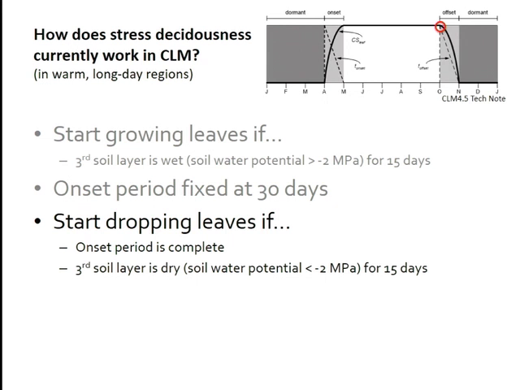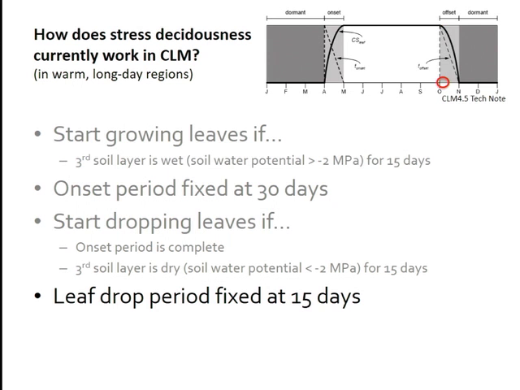And then they start dropping leaves if it's just the opposite. So the soil is too dry for 15 days, and the leaf drop period is fixed at 15 days. So this is really simple. You might not be surprised that it doesn't work that well. It actually works surprisingly well in some systems.